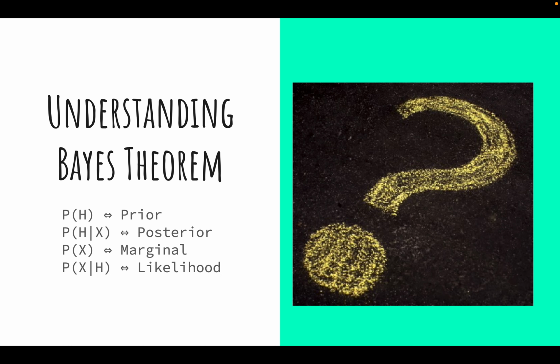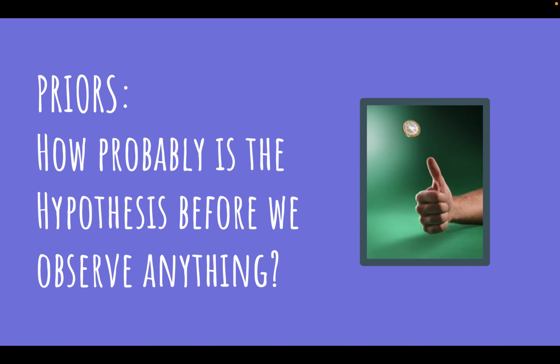Understanding Bayes' theorem. All of these things have a name, right? So let's go through each one individually. Priors are just how probable is the hypothesis before we observe anything at all. A coin flip is a good example because when you look at a coin flip, it's a 50-50% chance no matter what. So if I had to ask you what your prior belief was in the hypothesis that it was going to be a tails, you could answer to me 50%, and that would be a reasonable amount, right?